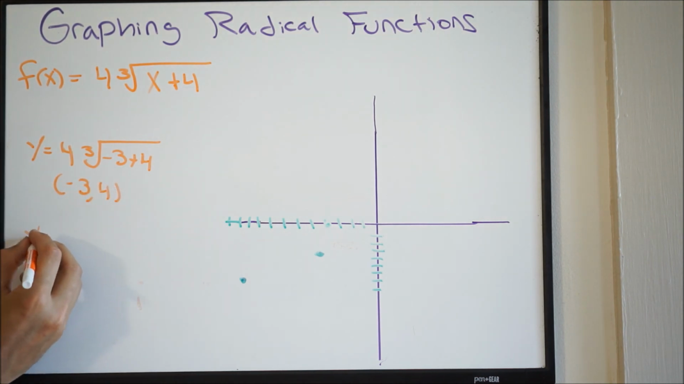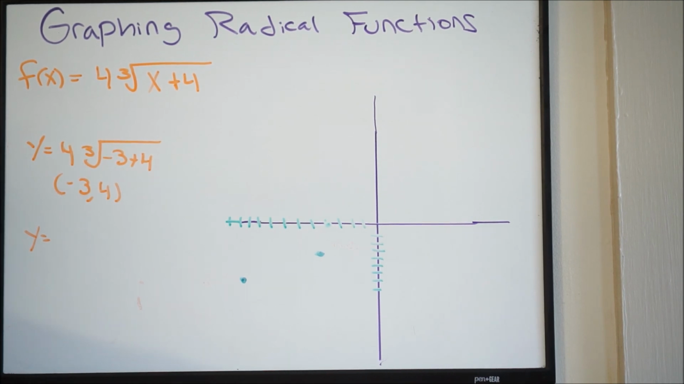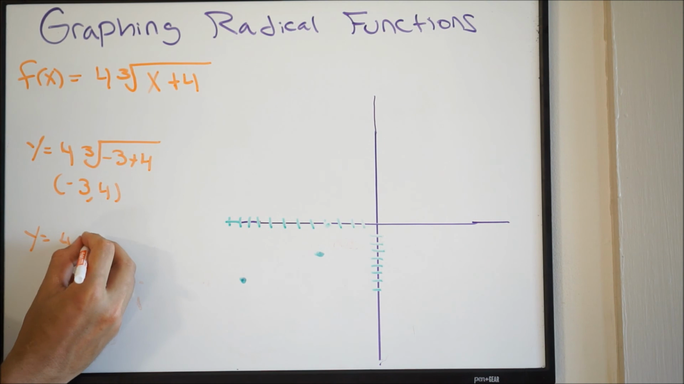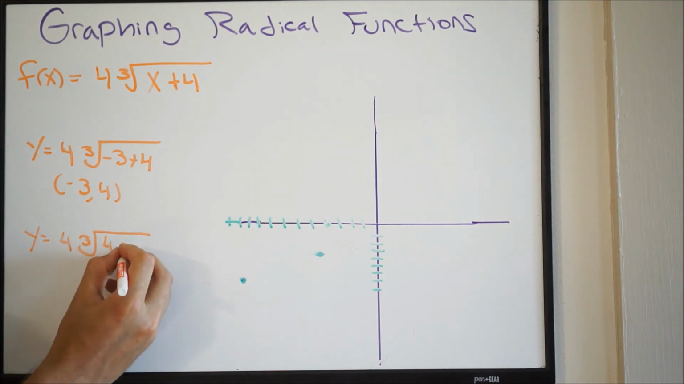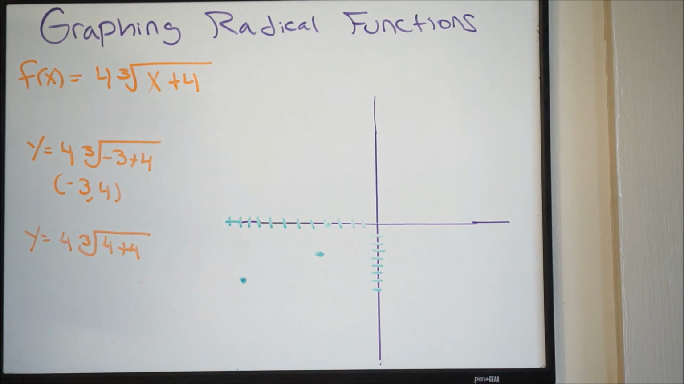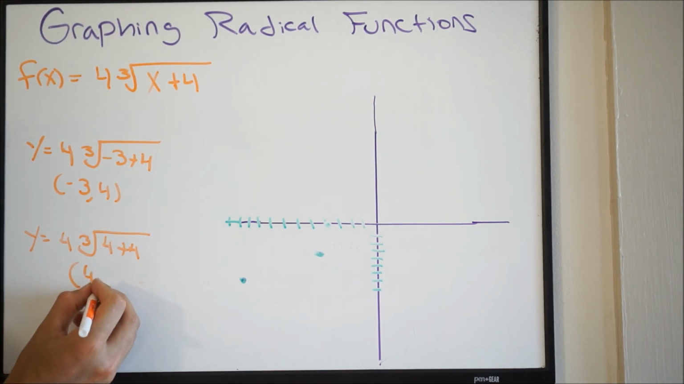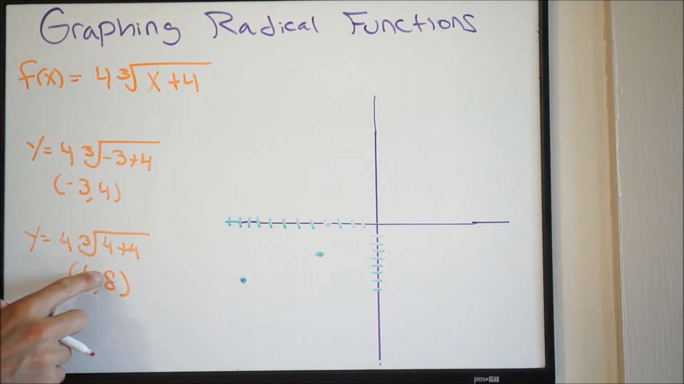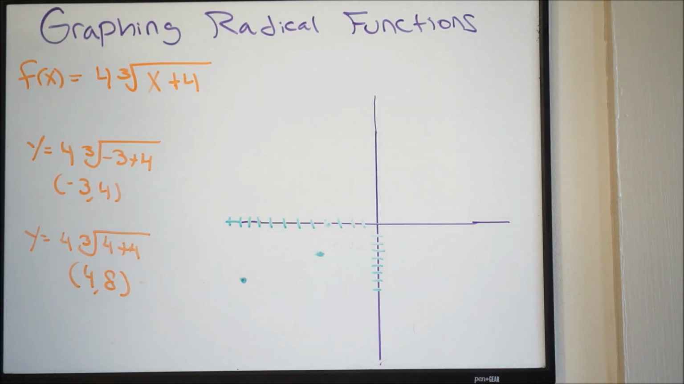All right, let's do one more point. Let's go ahead and plug in a 4. So 4, and then the cube root of 4 plus 4. So 4 plus 4 is 8. Cube root of 8 is going to be 2. 2 times 4 is 8. So 4, and we get an 8. Okay, let's finish this guy off.